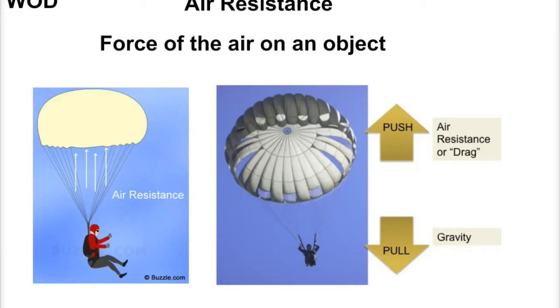One of the words that we need to know is something called air resistance. And air resistance is the force of the air acting on an object. So we see in this picture we have a skydiver falling down from the sky, and he's got a parachute, and that parachute is helping him not fall as fast due to gravity. And that air is catching in that parachute, and that force going upward we're going to call air resistance. And we're going to consider that a push, or gravity, is a pull.